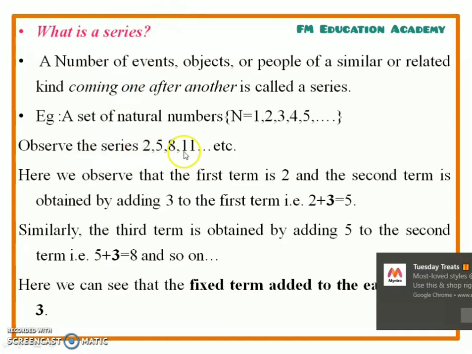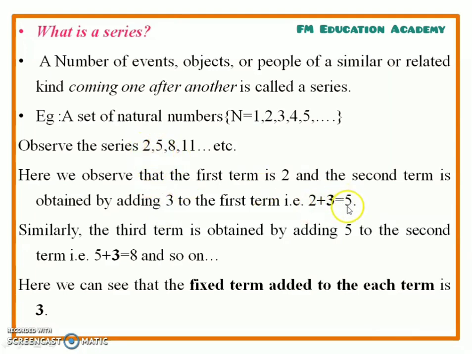Now observe this series: 2, 5, 8, 11, etc. Here we observe that the first term is 2 and the second term is obtained by adding 3 to the first term. See this 5: if you add 3 to 2, 2 plus 3 will give me 5. Similarly, the third term is 8. If I add 5 plus 3, I am getting 8. And similarly, 8 plus 3 is 11. So here we are adding a fixed number to all the different numbers.